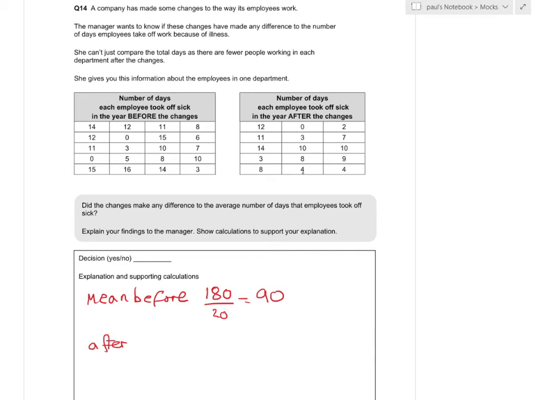we've got to add these up now. So 12 plus 11 plus 14 plus 3 plus 8 plus 3 plus 10 plus 8 plus 4, 2 plus 7 plus 10 plus 9 plus 4 equals 105. Now this time we divide it by 15. So 105 divided by 15 is 7.